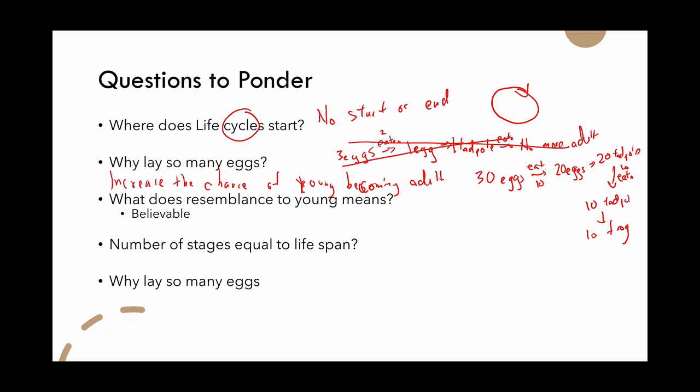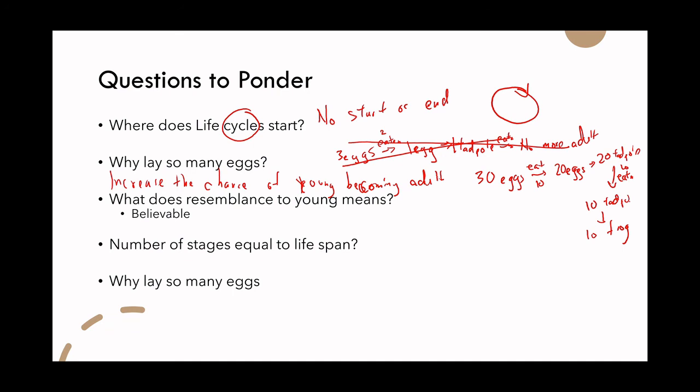Okay, more young, there's a lesser chance of all of them being wiped out, so there will still be some that become adults. So during the exam, if they ask you why they lay so many eggs, it's always the same answer: to increase the chances of the young becoming adults.